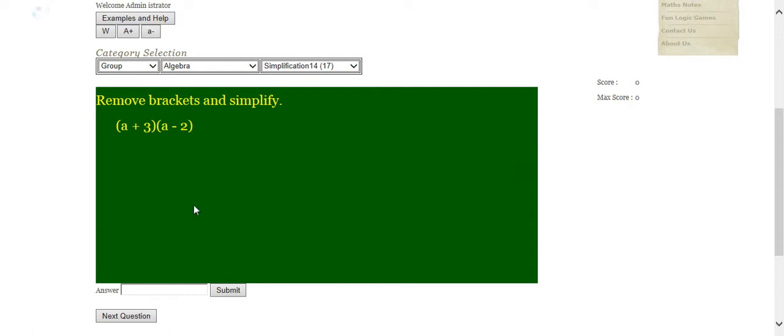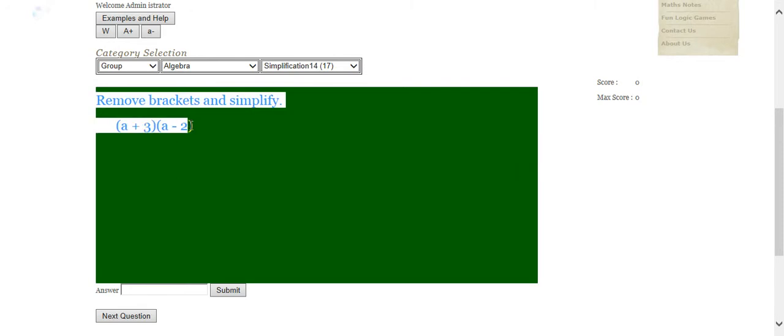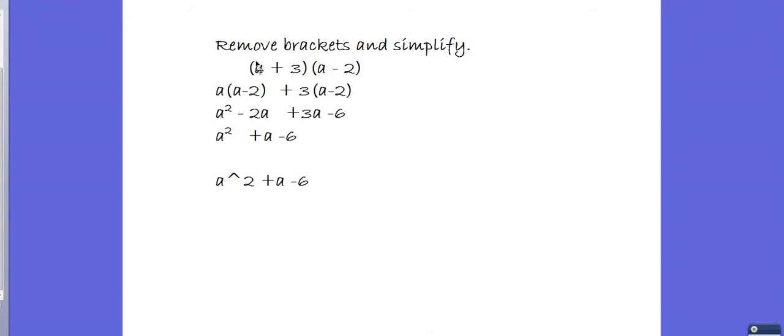In simplification 14, we're asked the same sort of question: remove the brackets and simplify it. We're going to do this exactly as we did before, and I'm going to go through this step by step to make it really clear for you. Okay, so in this question you're asked to do a plus 3 times a minus 2.